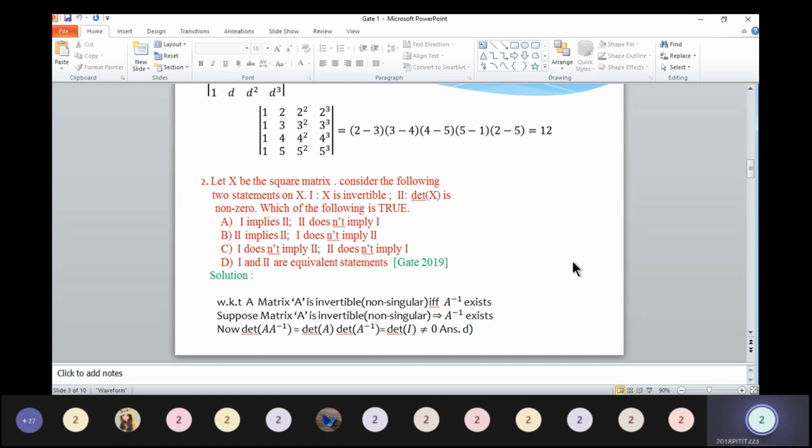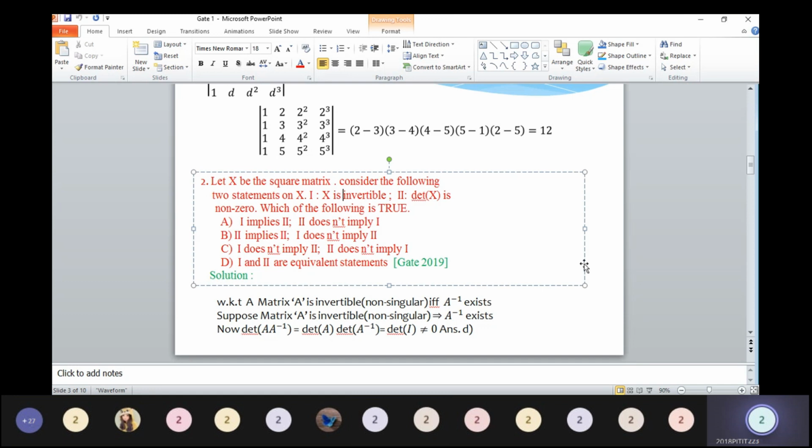So let X be the square matrix. Consider the following statements on X. First statement, X is invertible. Second statement, determinant of X is non-zero. Which of the following is true? So it is very clear.